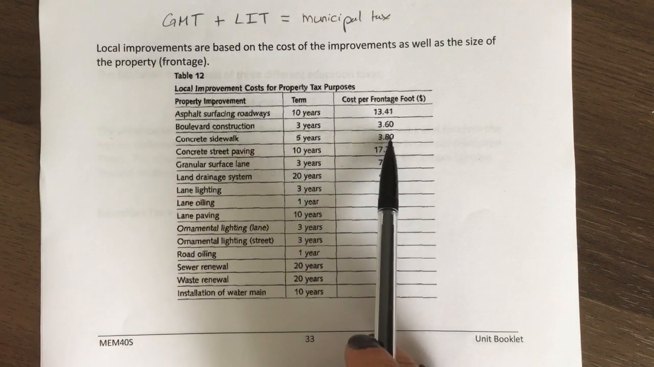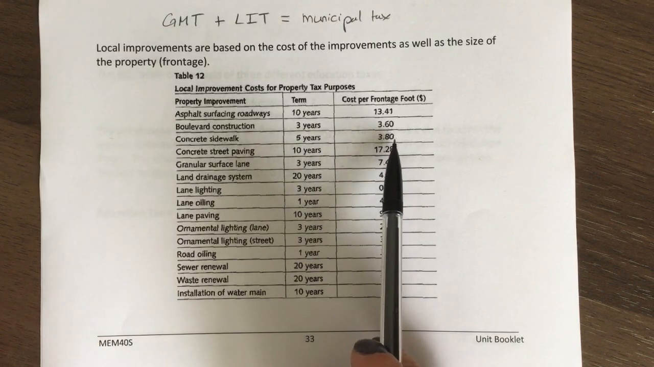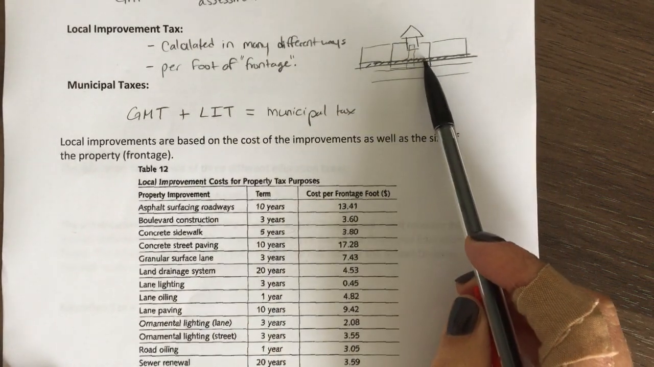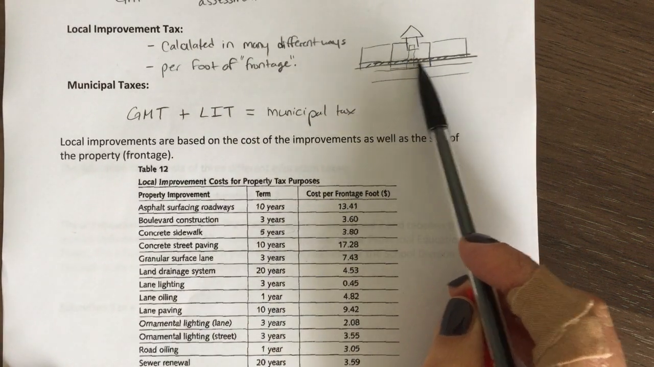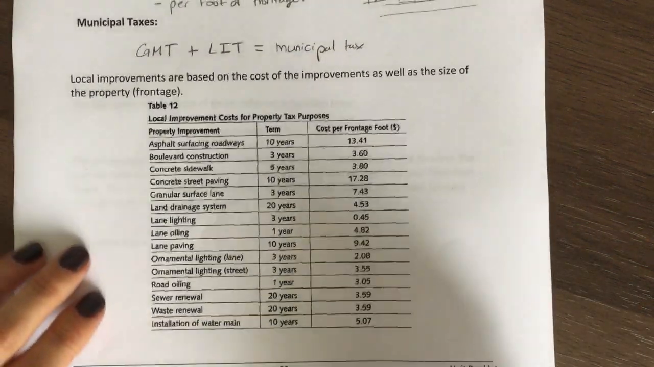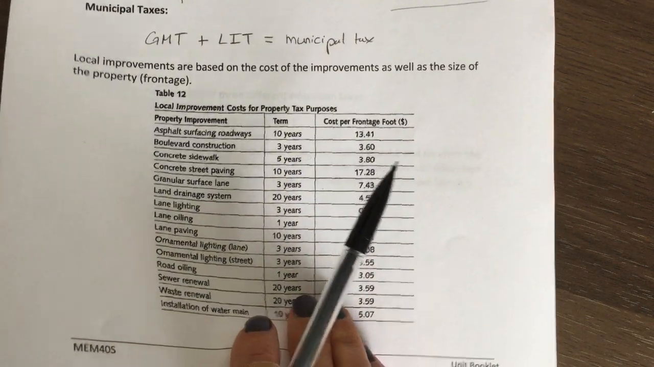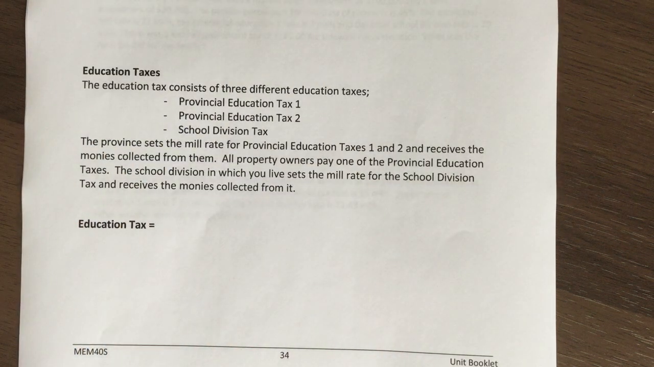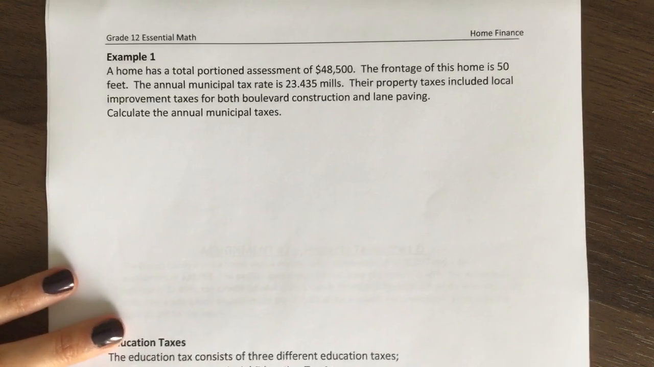So it doesn't seem like a lot, but it's something that you have to pay to help pay for whatever amount of that sidewalk is being built on your property. So if you flip the page, we're actually going to take a look at an example here. And we'll need this chart later on, so just hang on to it for a second because we're going to need it for the example that we look at.